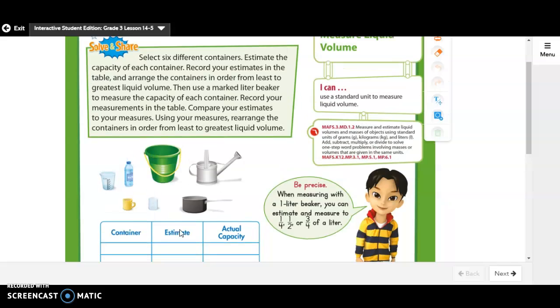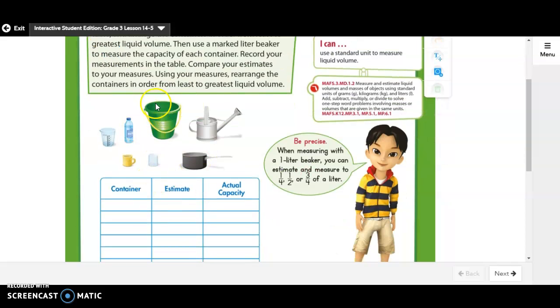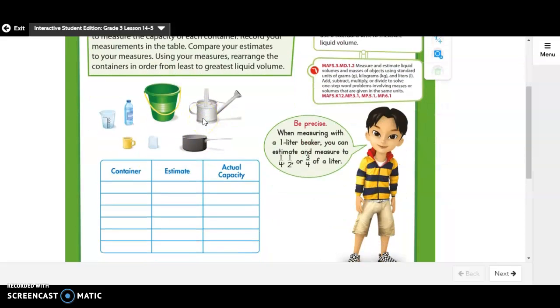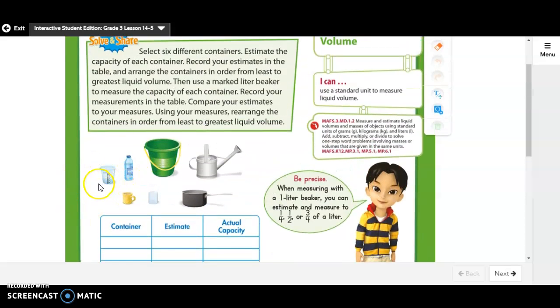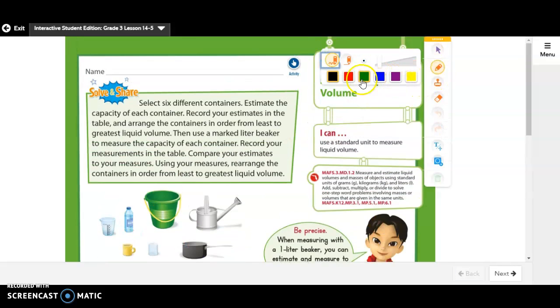Since we don't have a way to do that online, we're just going to use our imagination to think about how much it would hold. So this right here, we're going to call 1 liter, and these are going to be our 6 different things that we've chosen. This will help us measure. Even though we can't actually pour the water, we can use our imagination to think about how much these other things hold. Okay, so I'm going to grab my pen up here.